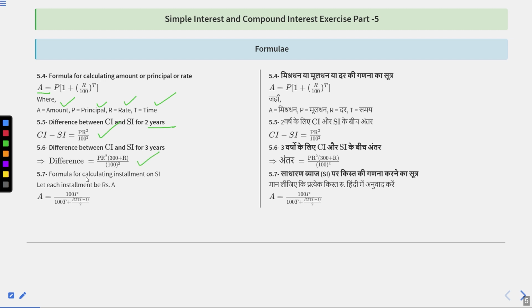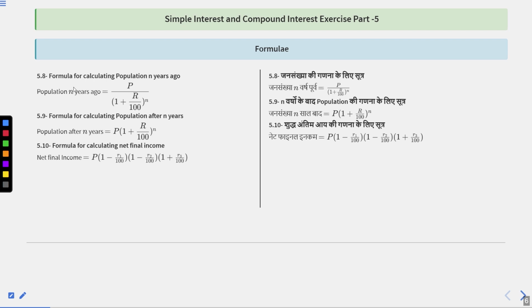Next is the formula for calculating installment on SI. Let each installment be A rupees. So A equals 100 P upon 100 T plus R into T into bracket (T minus 1) by 2. We get the installment amount at simple interest. Clear? Now the formula for calculating the population n years ago: the population will be P upon (1 plus R upon 100) to the power n. The formula for the population after n years: P into (1 plus R upon 100) to the power n.